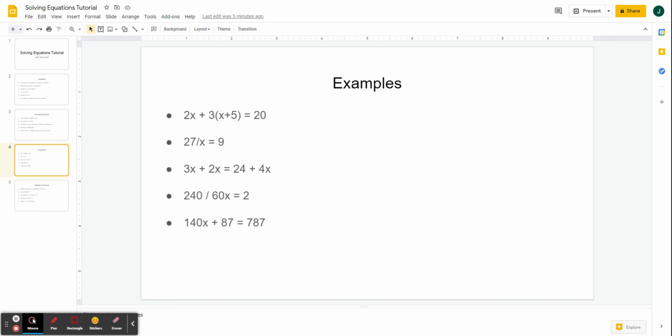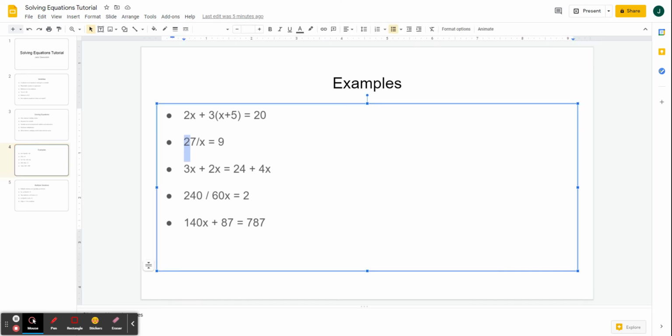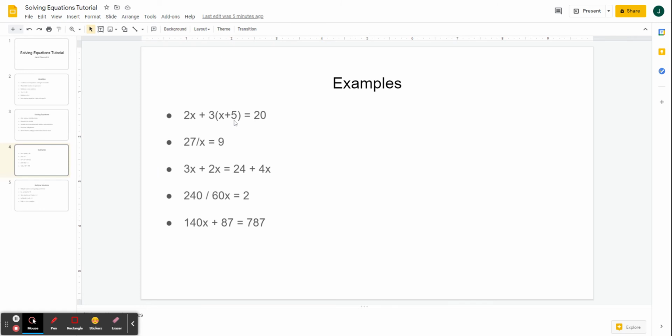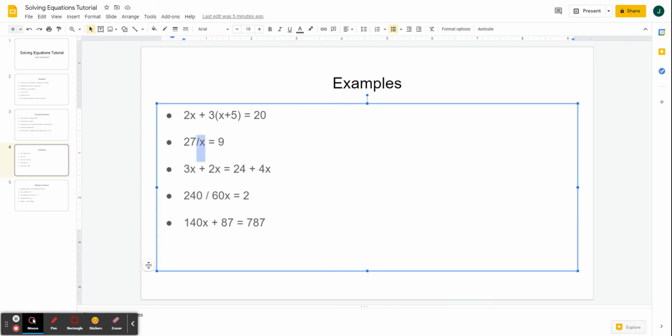For this next one, we're dividing in the problem: 27 divided by x, and on this side we have 9. What we're going to want to do is first multiply to get the x out of the denominator. So we're going to multiply both sides by x, which will be in the numerator now and cancel out with the denominator on this side, and we'll get 9x on this side.